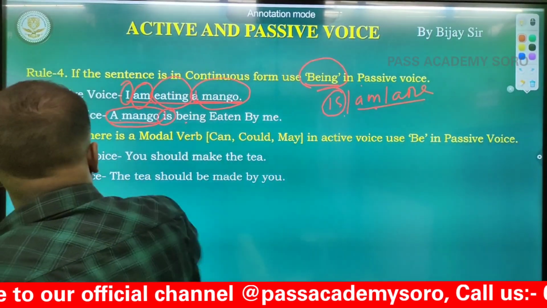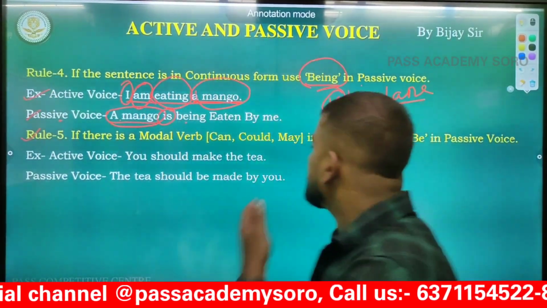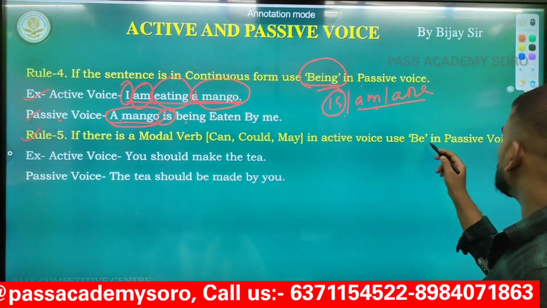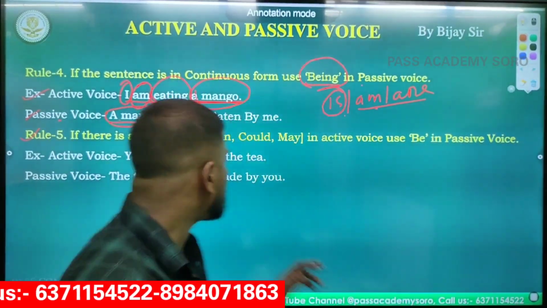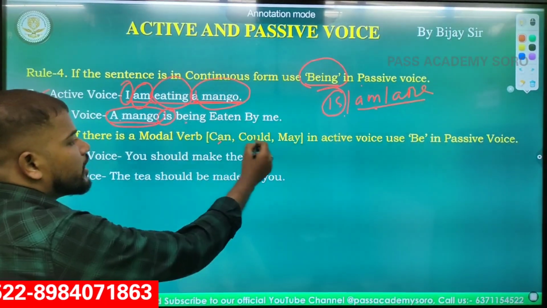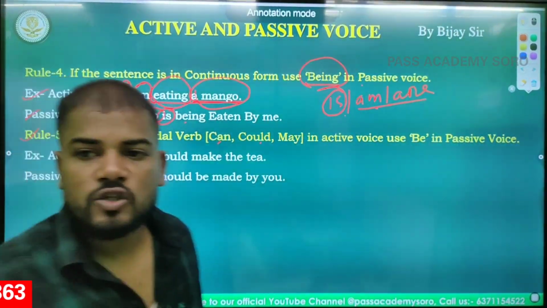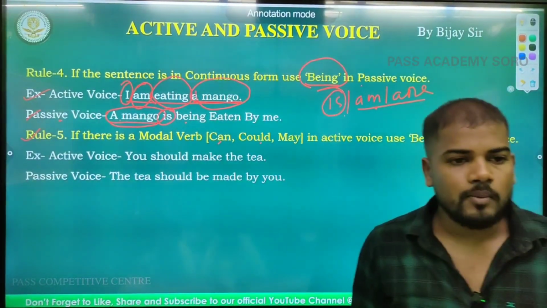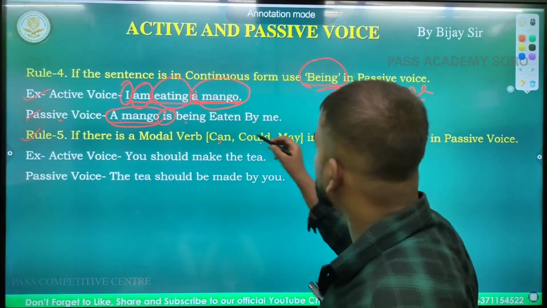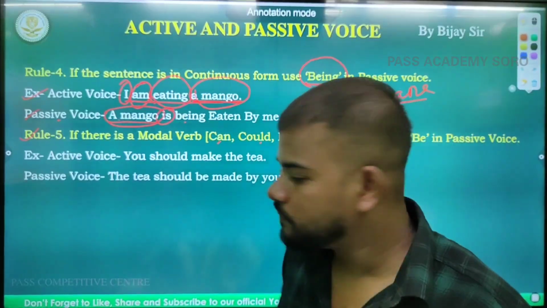Then rule 5, dear students: if there is a modal verb in active voice, use be in passive voice. What are the modal verbs, dear students? Like can, could, may, might, shall, should, will. These are modal verbs. So if there is a modal verb in active voice, we will use be with the modal verb.